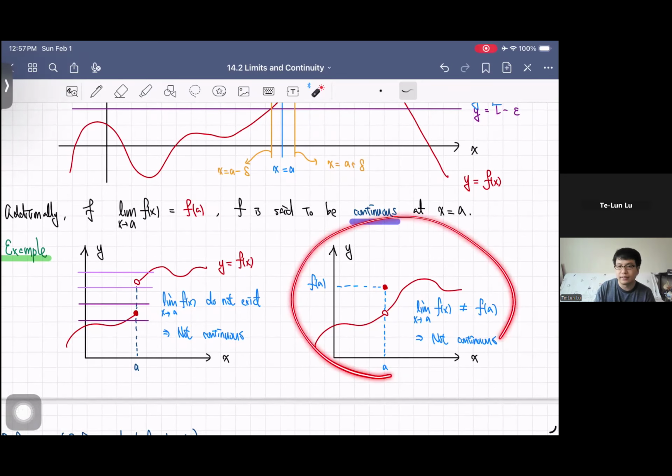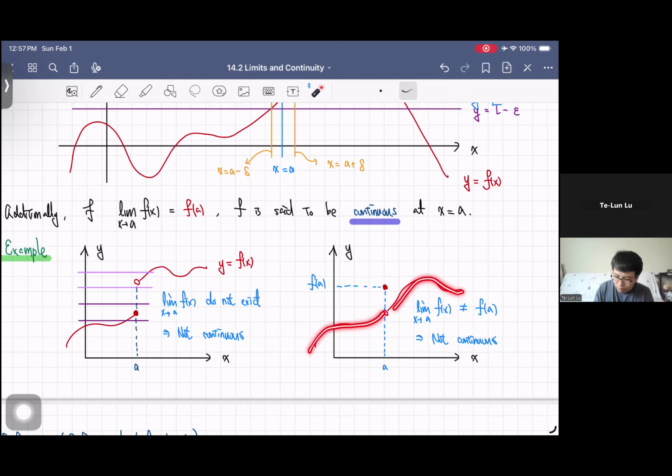As for this case, this actually has a limit because you see that the local behavior looks very much alike near a. It actually has a limit here. However, if we define f of a to be this value, then this is not continuous, because although it has a limit, the limit is not the same as the function value. So this is not a continuous function.